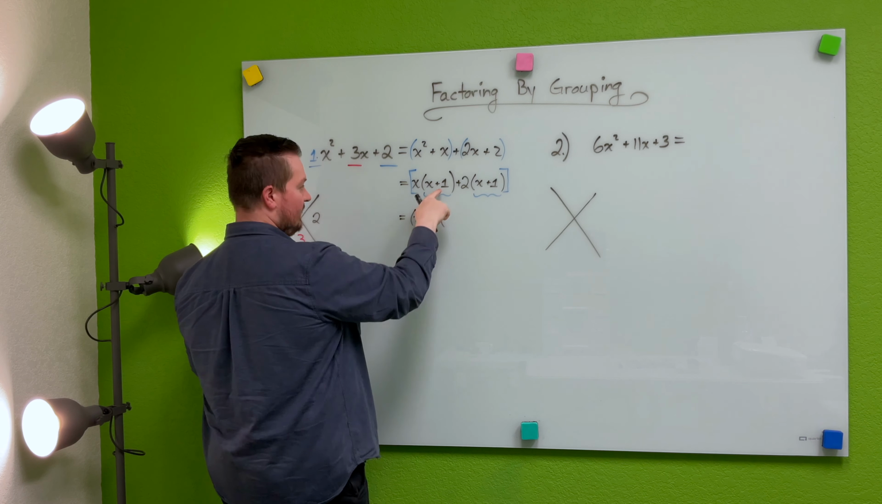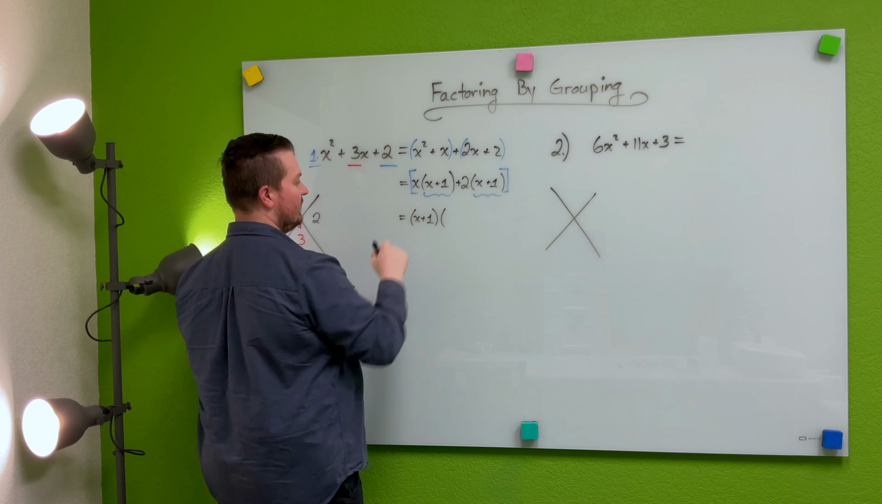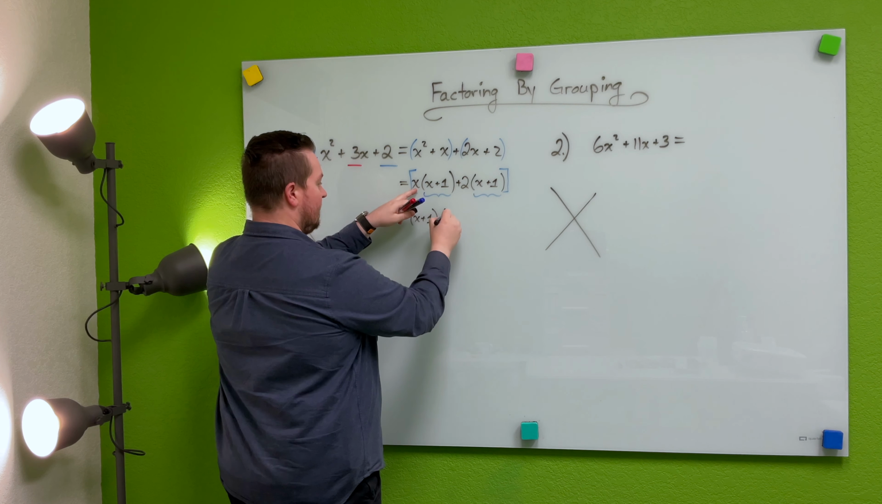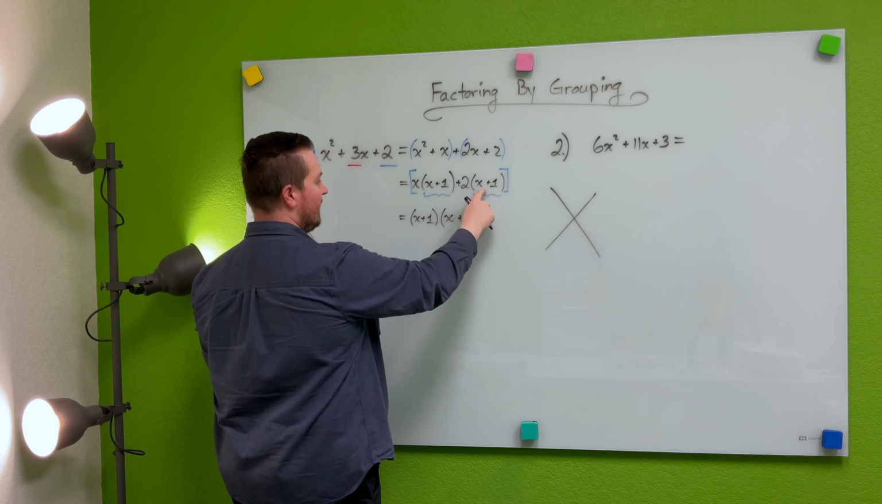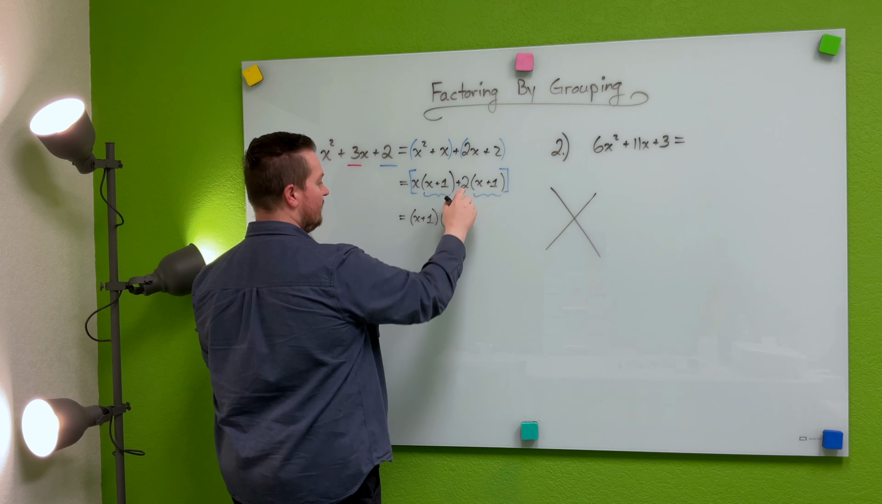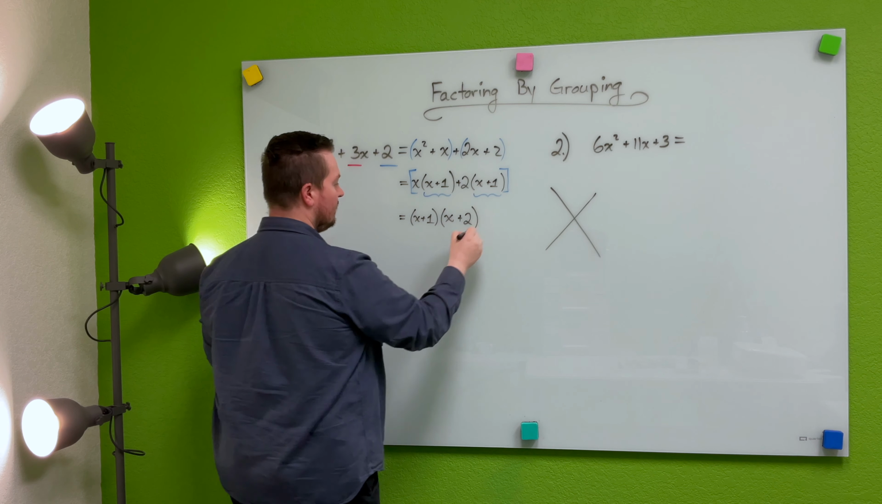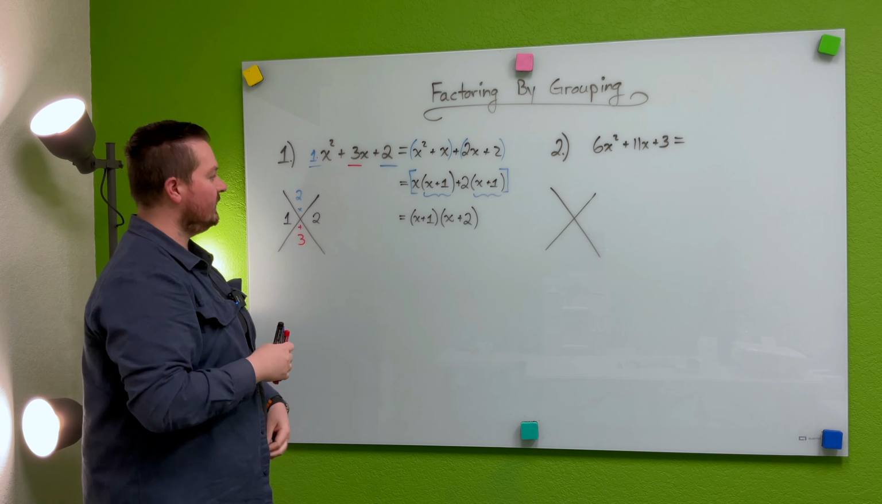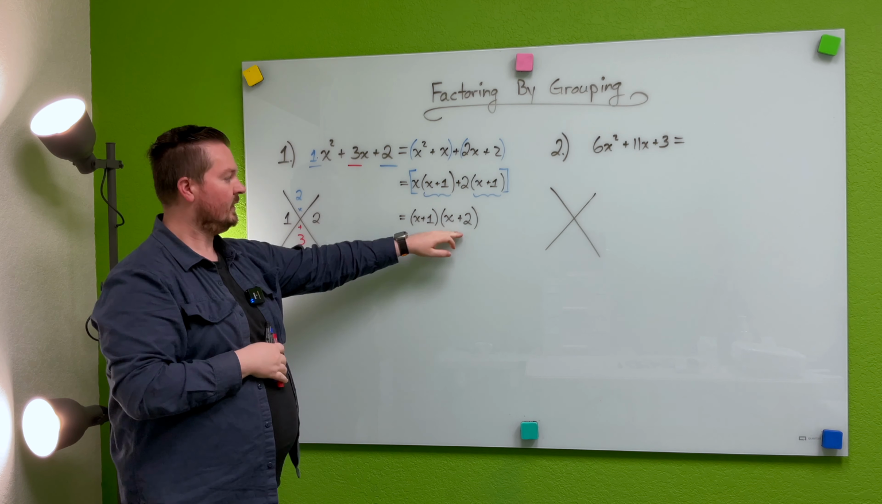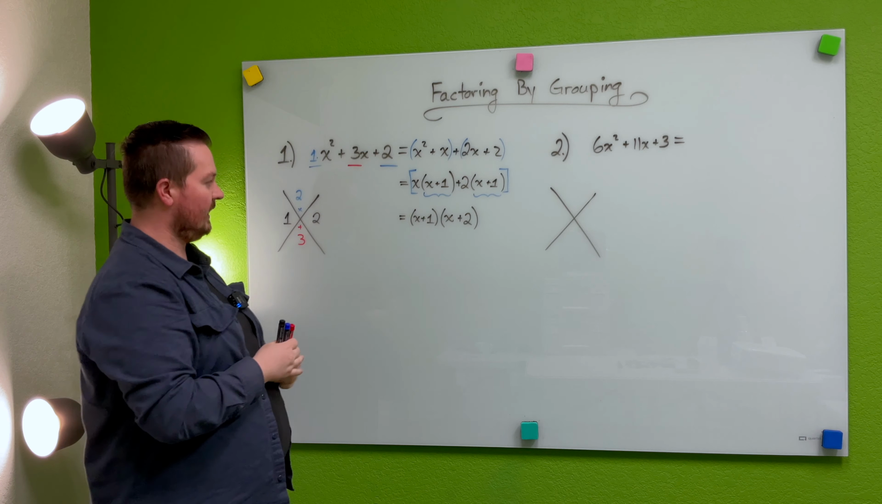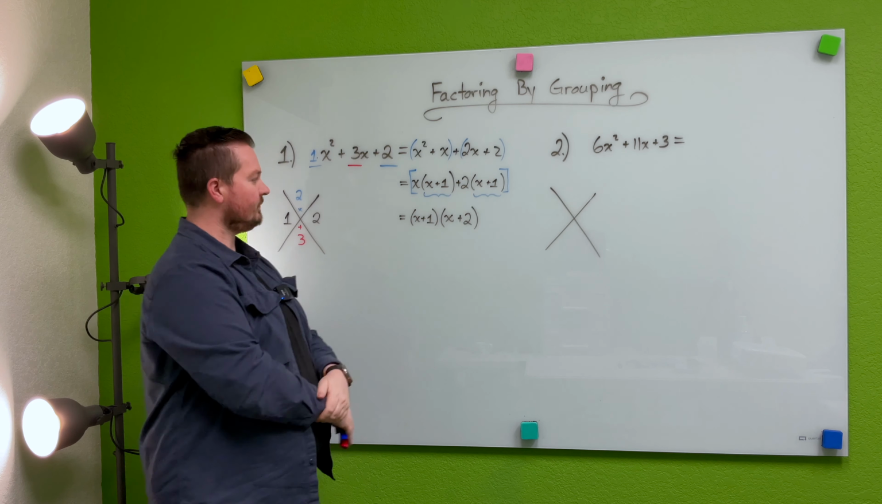So what's left in this term when we take away this x plus 1? There's just an x. What's left in this term when we factor out the x plus 1? There's just a 2. And finally, we've factored this trinomial completely into x plus 1 times x plus 2.